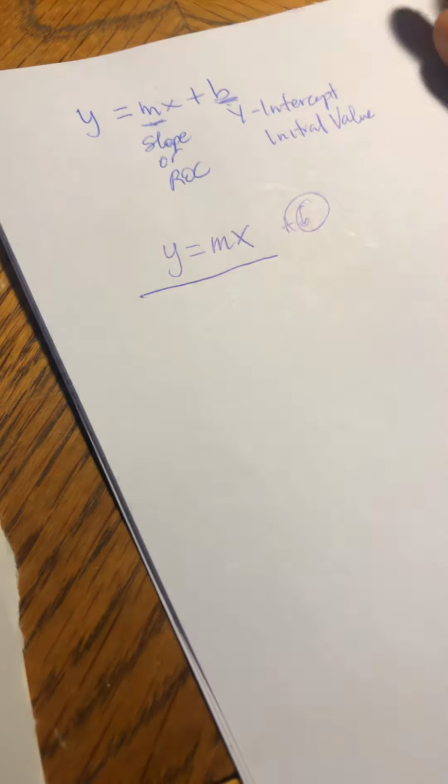And so this slope right here could be a fraction, it can be a whole number, but it cannot be an exponent. And this b, our y-intercept, can be positive or negative. So if you see a positive number or a negative number, it's still in the form of this equation. All right, so let's look at our answer choices.